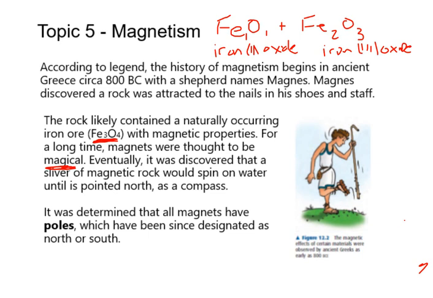So here's what they did discover. If you took a small sliver of a magnetic rock and put it on water, it always pointed north. Let me say that again. If they took a small sliver of these magnetic rocks and put it on water, it always pointed north. Nowadays, we have a new name for that. We call it a compass. So my goal today is to talk about the theory behind how magnets have these abilities.